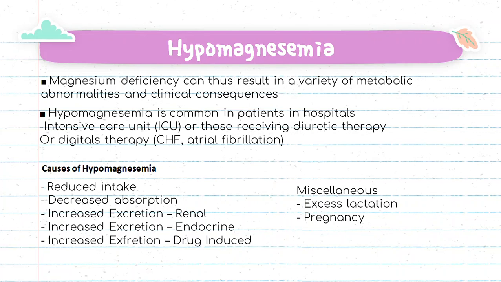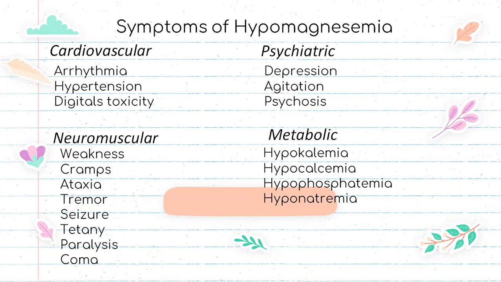Hypomagnesemia, or magnesium deficiency, can result in a variety of metabolic abnormalities and clinical consequences. Hypomagnesemia is common in hospitalized individuals in ICU or those receiving diuretic therapy or digitalis therapy. These patients most likely have an overall tissue depletion of magnesium as a result of severe illness or loss, which leads to low serum levels. Hypomagnesemia is rare in non-hospitalized individuals.